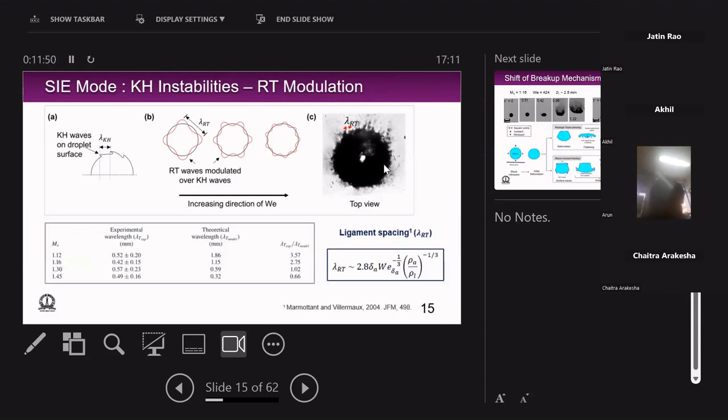All right. So now the gauge instabilities and then the Rayleigh-Taylor modulation. Once you look at it, you will find that these are the gauge waves that are produced. Now, if you look at the droplet from the top, top view, you see that there are RT waves which are produced over the gauge waves. So there is a modulation on the gauge waves, right? It is like an add-on function over the gauge instability. And we calculated both the experimental and the theoretical, and they match within a certain order, which is good in these kinds of destructive breakup mechanisms. This is quite a good agreement of the RT waves.